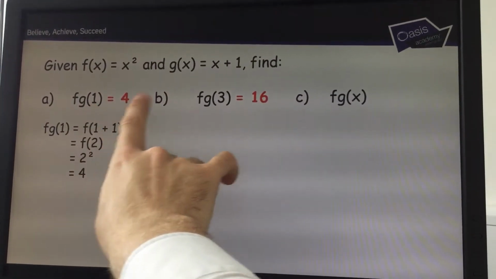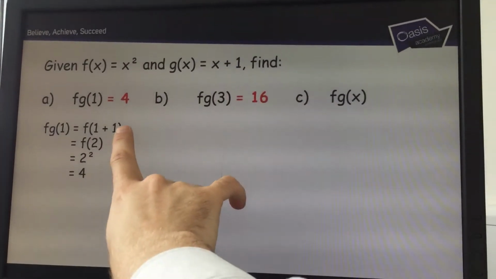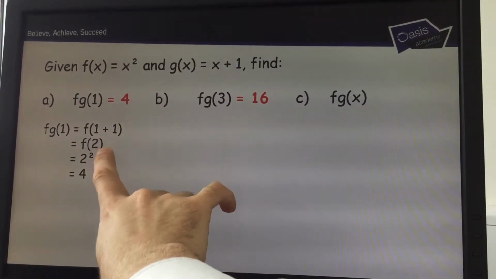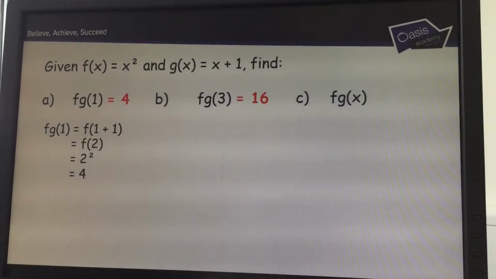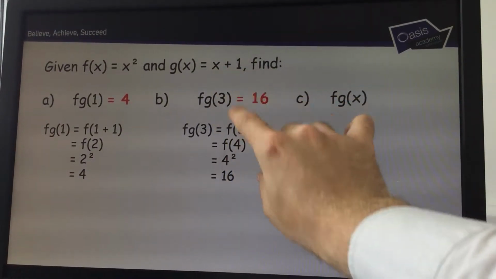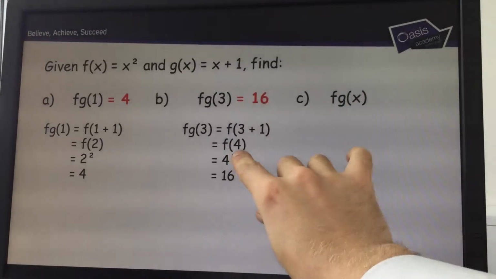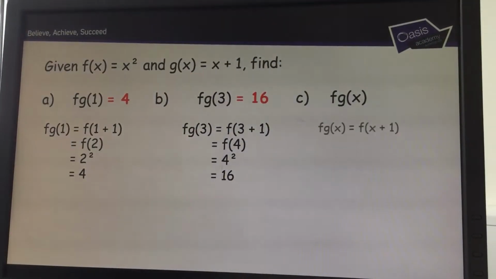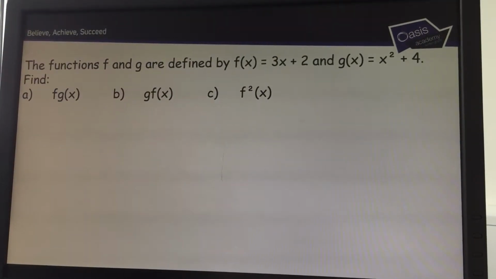So 1 has gone into g, so it's 1 plus 1. Then that solution is 2, obviously. Then they've put 2 into that. This one, they've put 3 into g, so 3 goes in there to become 4. And then 4 goes into that to become 16. And this is just where they substitute the algebra in.